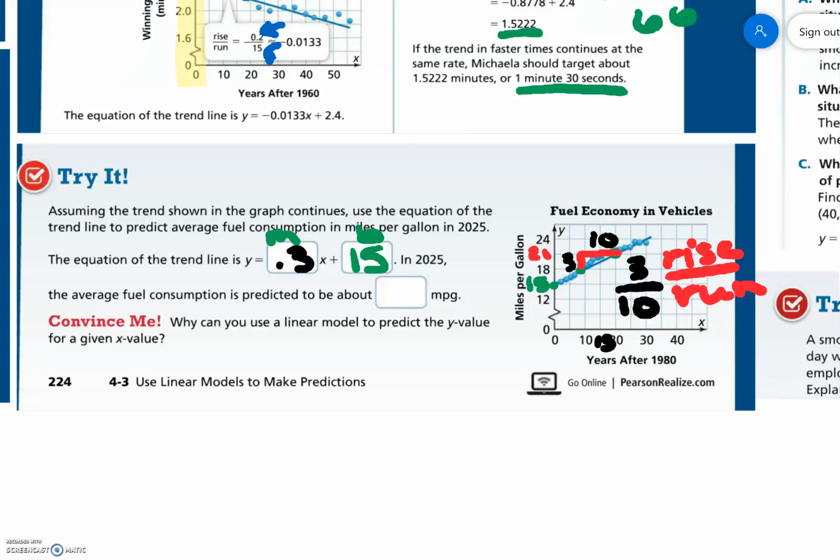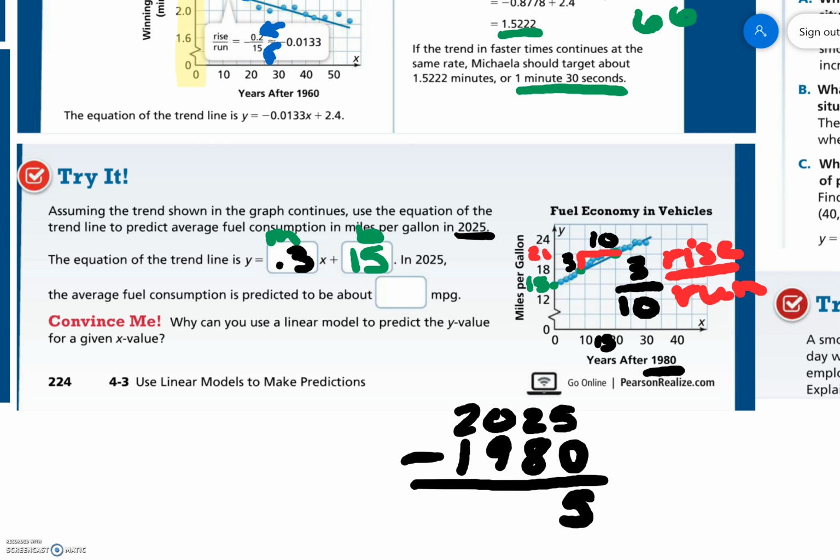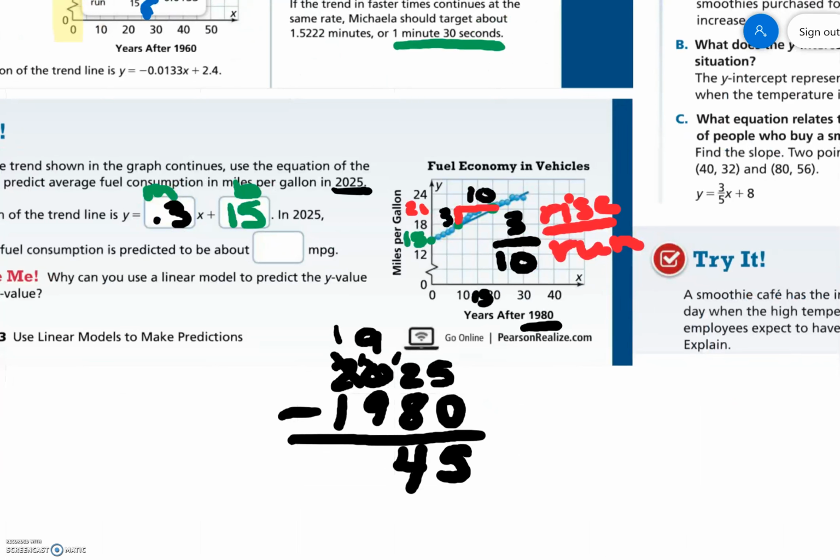If we were trying to find the miles per gallon in 2025, and x is the years after 1980, we need to subtract 2025 minus 1980. Subtract, that's 5. We got to do some borrowing. 8, 9, 10, 11, 12. So that's 45 years. So we're going to plug that 45 into our equation.